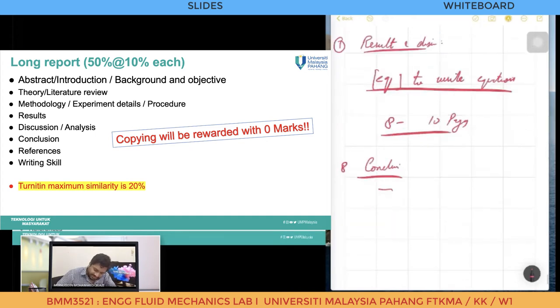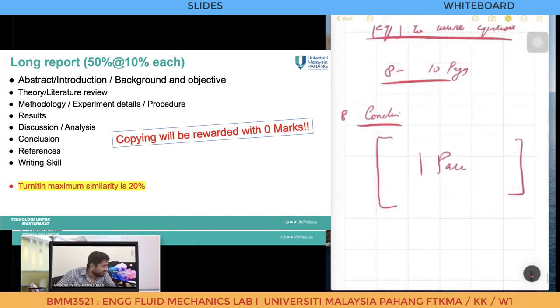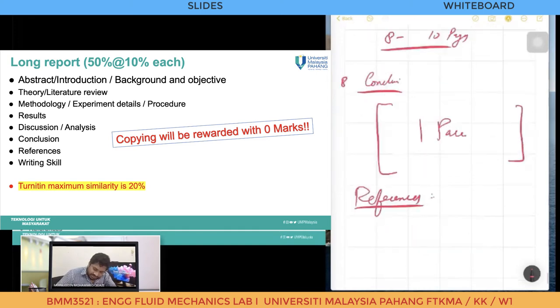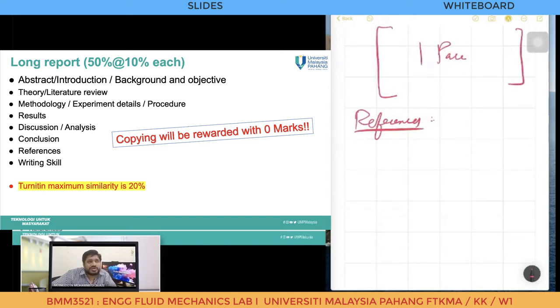Conclusion can be one paragraph. And then number 9 is references. Okay. Hopefully, at least you should go for 8 to 15 references, or even more references, at least in your report.